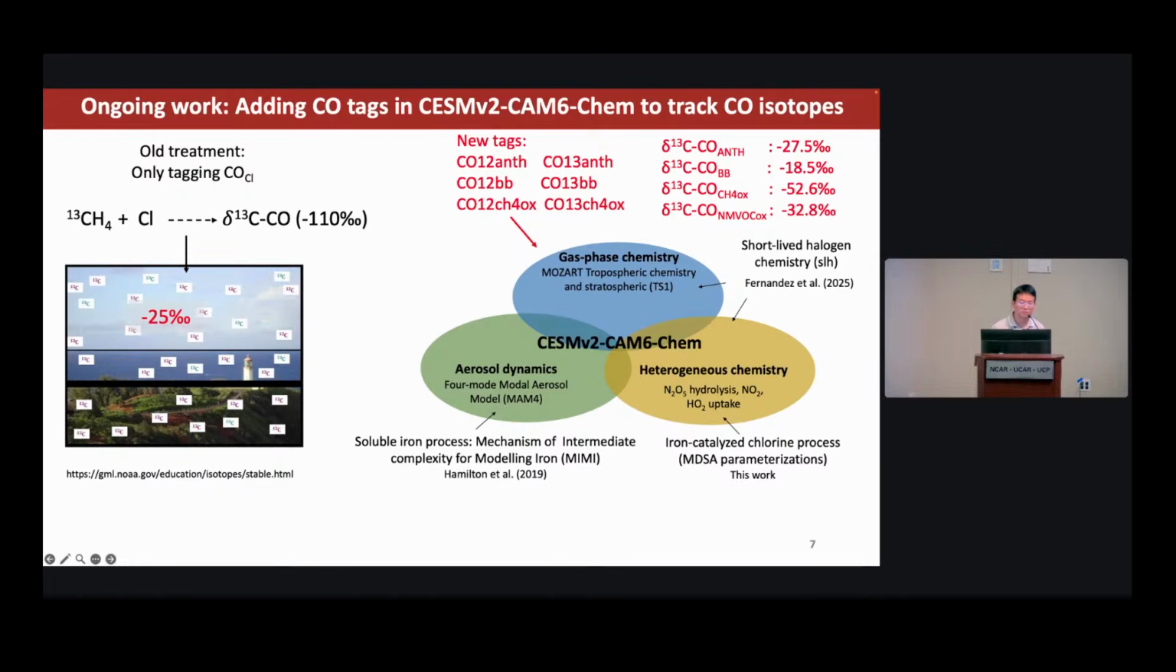So similar to methane, which have different source signatures of the source and the sink, carbon monoxide is also the same story. So for example, the CO from biomass burning is much enriched in carbon-13, so it's around minus 18.5 per mil. And for the CO from methane oxidation, it's much more depleted in carbon-13. So here we include all these 6 tags from 3 sources and to check whether we can reproduce these very depleted isotope signals at Barbados.